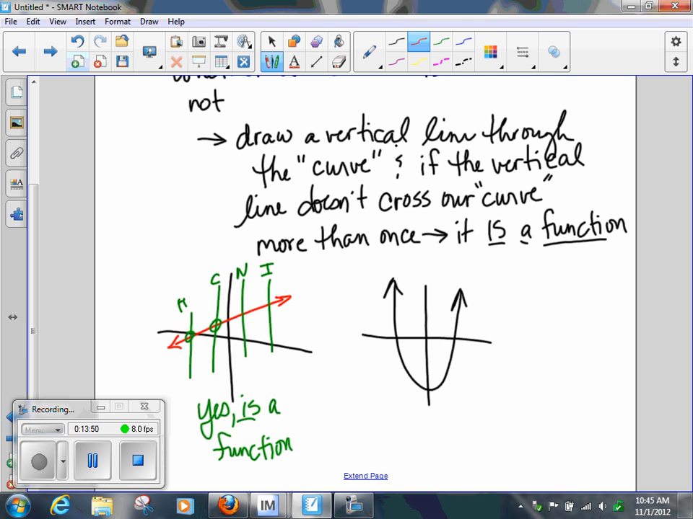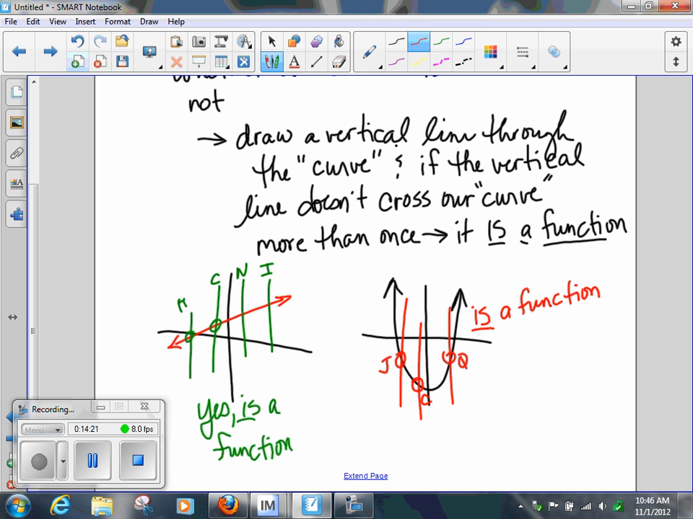Okay, so here's Jessica's line. Crosses once. Here's Christian's line. It only crosses once. Here's Q's line. It only crosses once. Hey, are we safe to say this parabola is a function, right? All right, that makes sense.